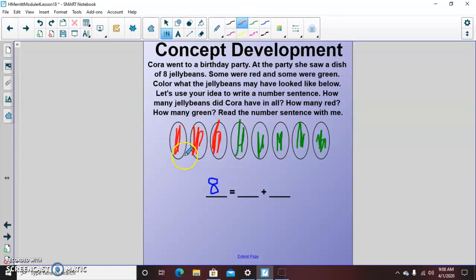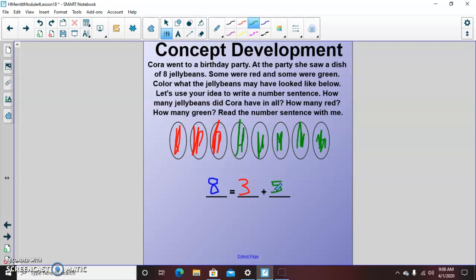And then how many red do we have? 1, 2, 3. And how many green do we have? 1, 2, 3, 4, 5. Let's just double check our work. Put up 5 fingers. Put up 3 more. 1, 2, 3, 4, 5, 6, 7, 8.